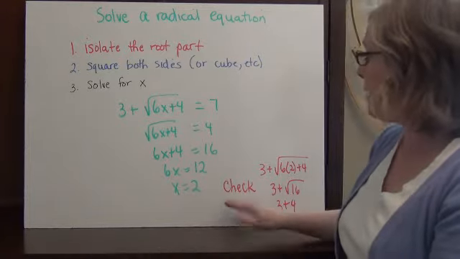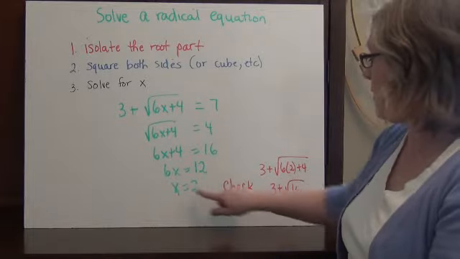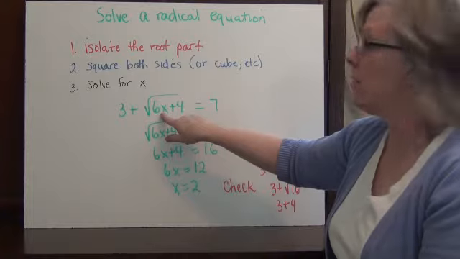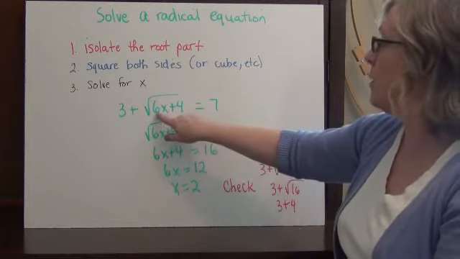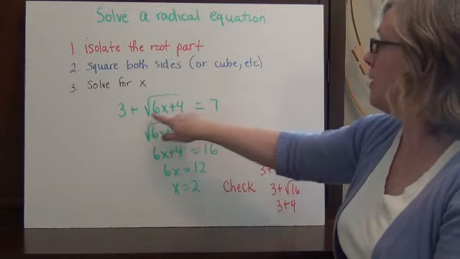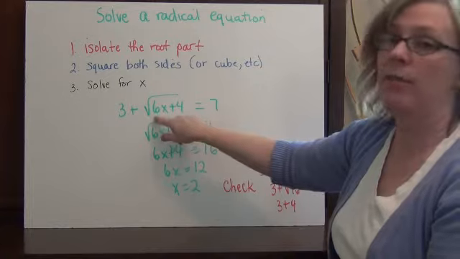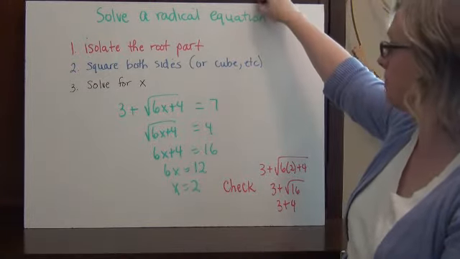The last thing we'll do is double check to make sure we get a legal answer. That is, when I put a 2 back in here for x, make sure that I get numbers that I'm allowed to have in the radical. So I do 6 times 2 is 12. 12 plus 4 is 16. The square root of 16 is 4. 3 plus 4, 7. So I got positive numbers inside here, so I'm safe.